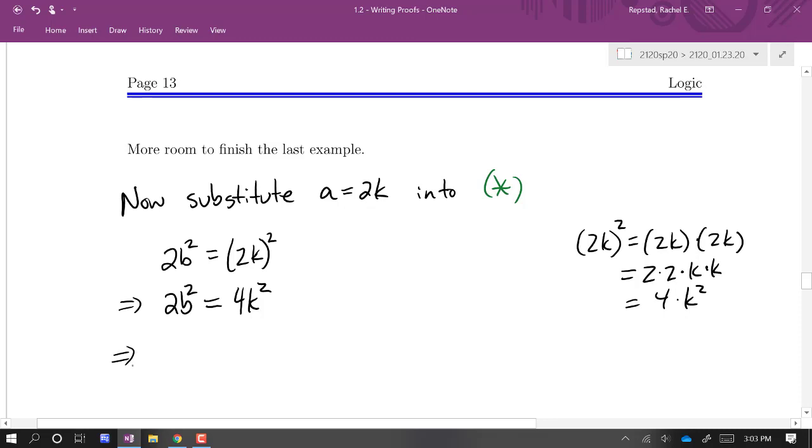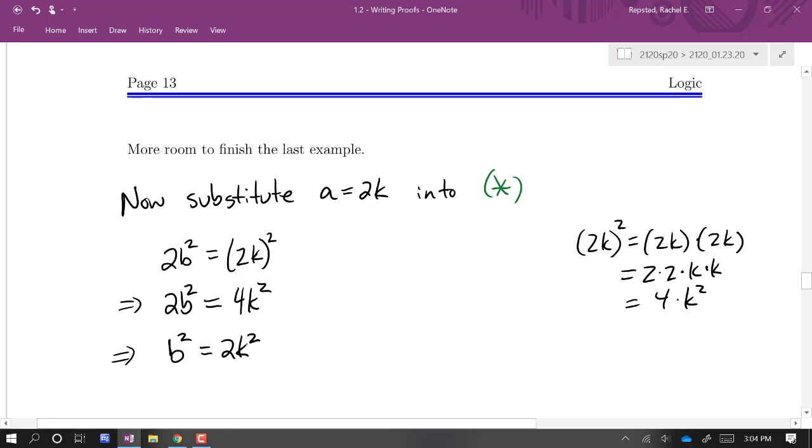They're both squared, yeah, that's okay. Divide by 0? No, we don't do that. Divide by 2. Yeah, let's reduce this. So if we divide out by 2, what's our result? b squared equals 2k squared.